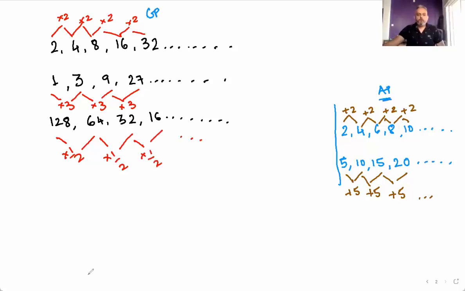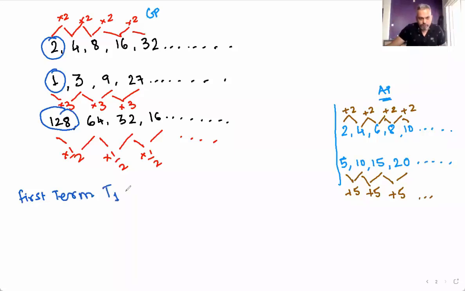so on, so forth. So here we start with a number. Say we start with one number, say with 2 or 1 or 128, which we call the first term, which is T1, meaning first term, denoted by symbol A. And then we keep on multiplying it with a constant. Say over here it is 2, over here it is 3, over here it is 1 by 2, which is known as common ratio.